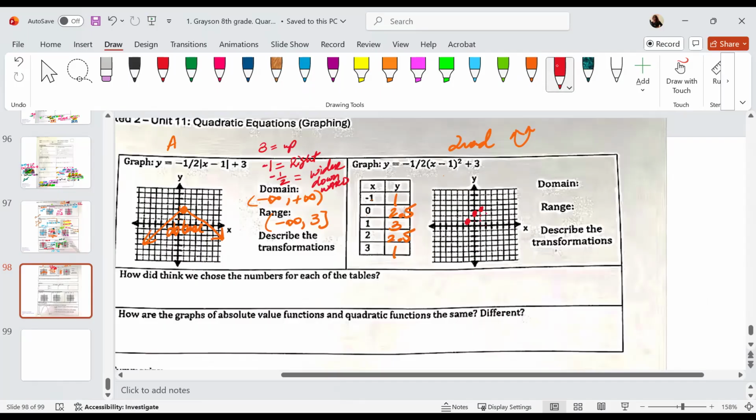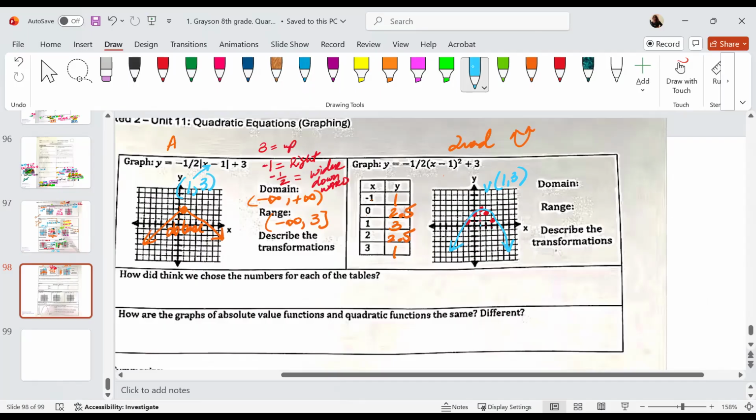2, right there. 3, 1. Do you kind of see how this graph goes? It's wider. Do you see that? But the vertex is still at 1, 3. Do you see that? Yeah. Just like this, the vertex is 1, 3.